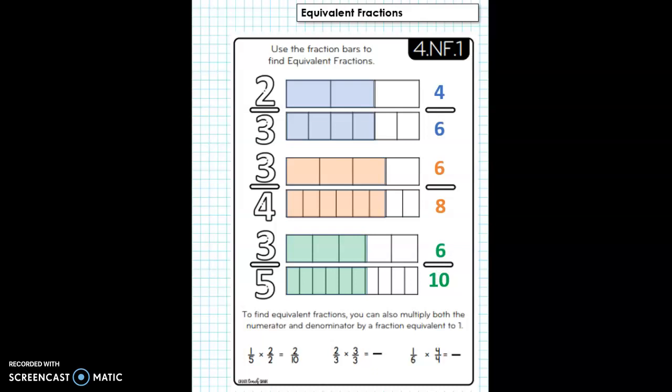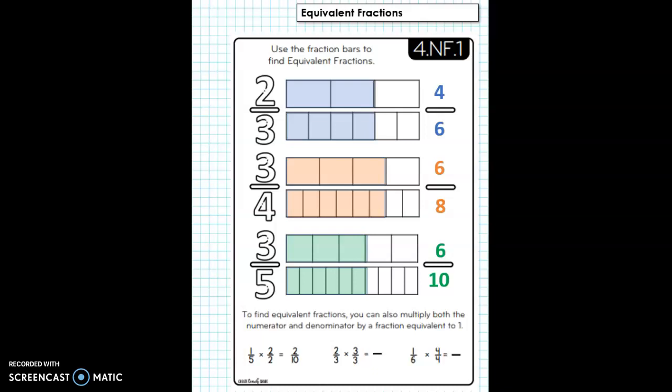We can use the same thing by simply multiplying both the numerator and the denominator by the same number as the examples shown on the bottom. The first example they give is 1/5. Multiplying both 1 and 5 by the 2, 5 times 2 gives you the denominator of 10, and 1 times 2 gives you the numerator of 2. 1/5 is equal to 2/10.